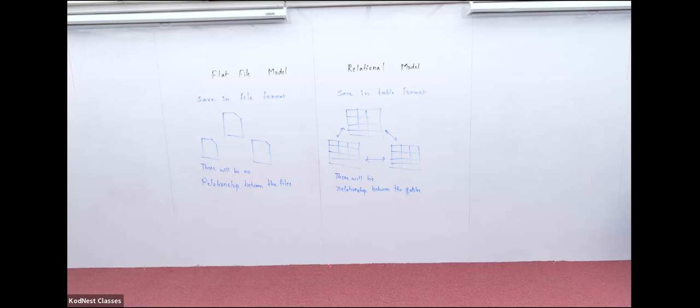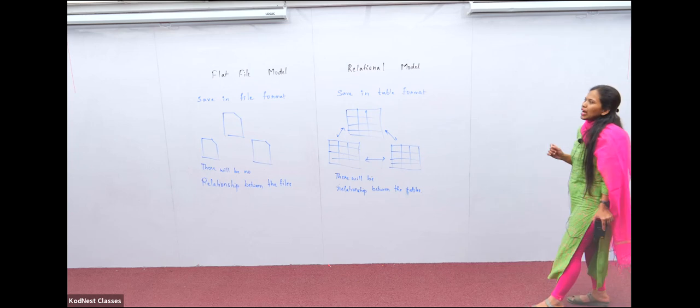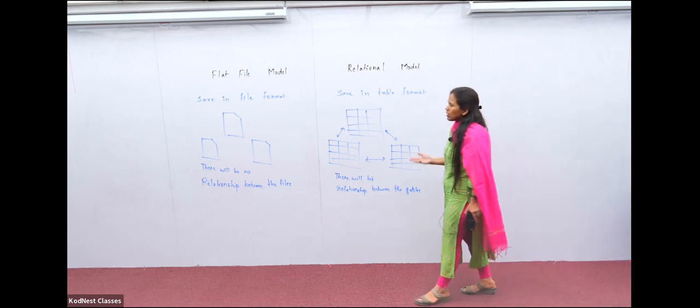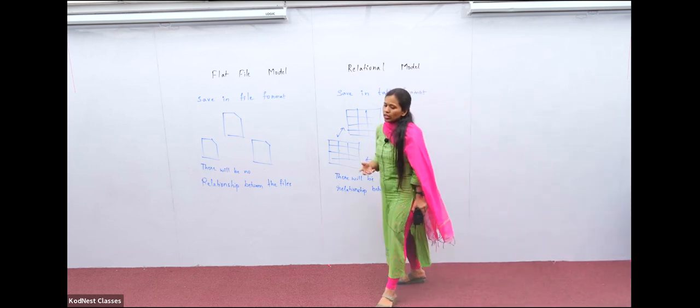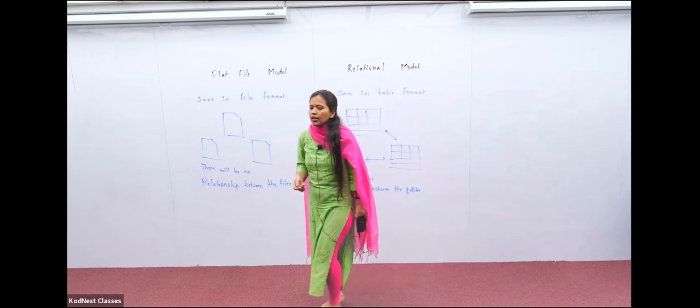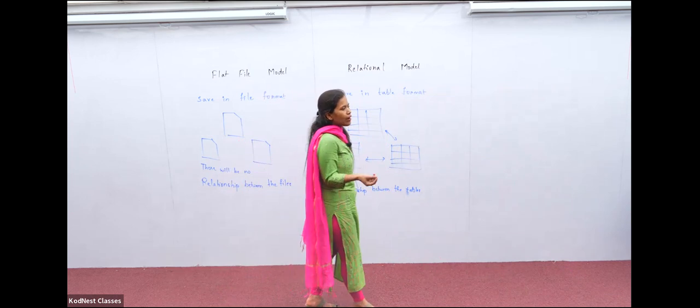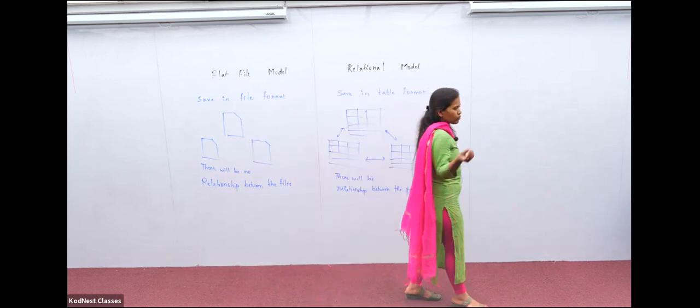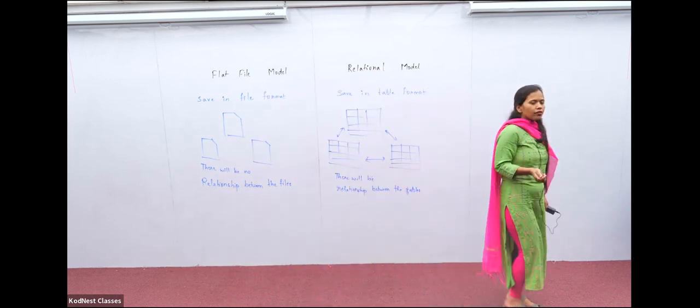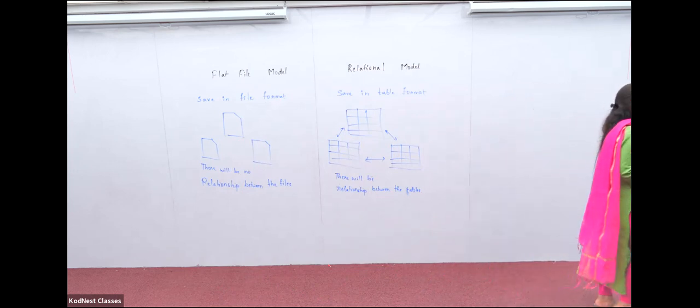So as the words itself say, flat file is just stored in terms of files. In the relational model, it's stored in terms of tables. In flat files, we cannot have relationships and perform joins. But here, we will have relationships between the tables and we can perform joins.